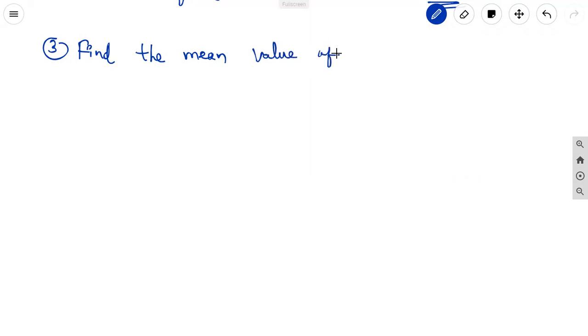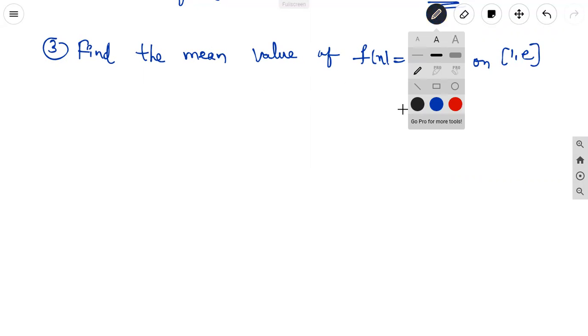Next problem. Third one. Find the mean value of f of x equal to log x on 1 comma e. It is a repeated question.